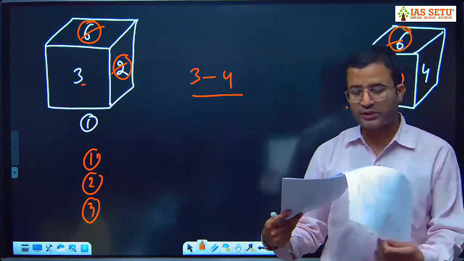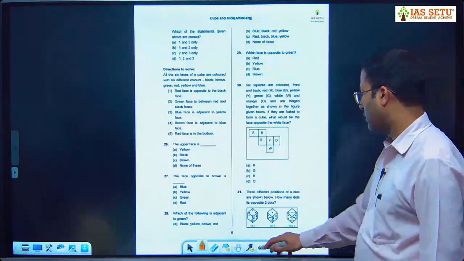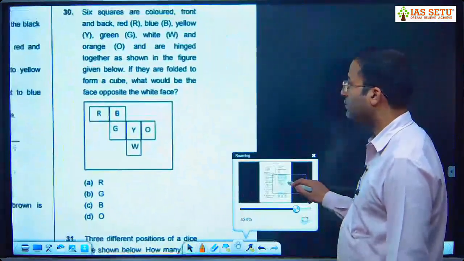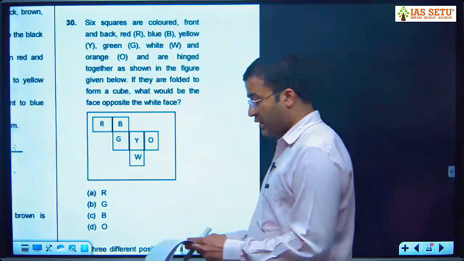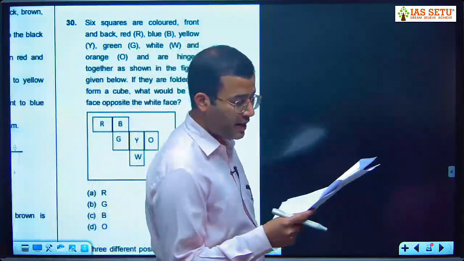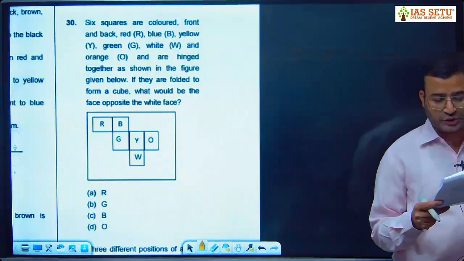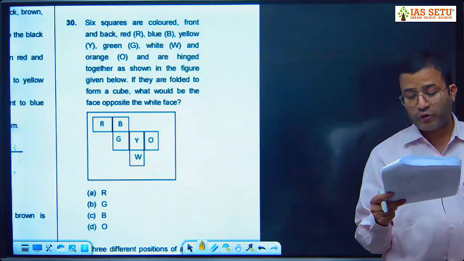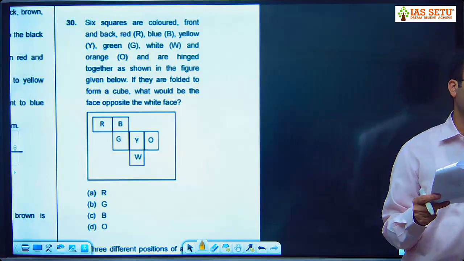You can try yourself. Question number 30. This is also a UPSC previous year question. I will give you 2 methods for this question. 6 squares are colored front and back, red, blue, yellow, green, white, and orange, and are hinged together as shown in the figure given below. If they are folded to form a cube, what would be the face opposite the white face?